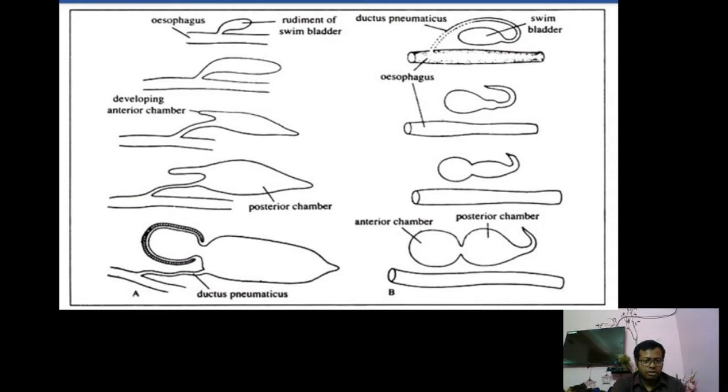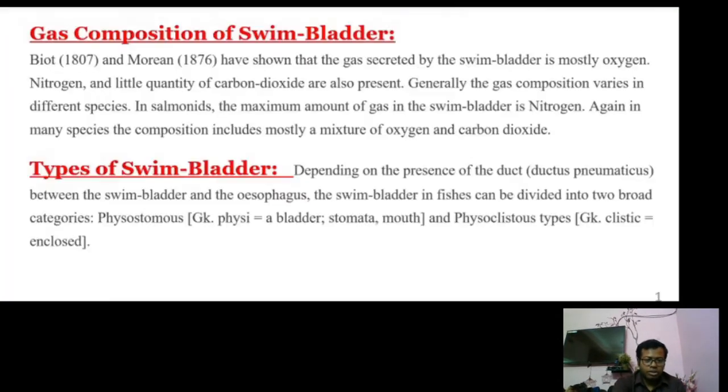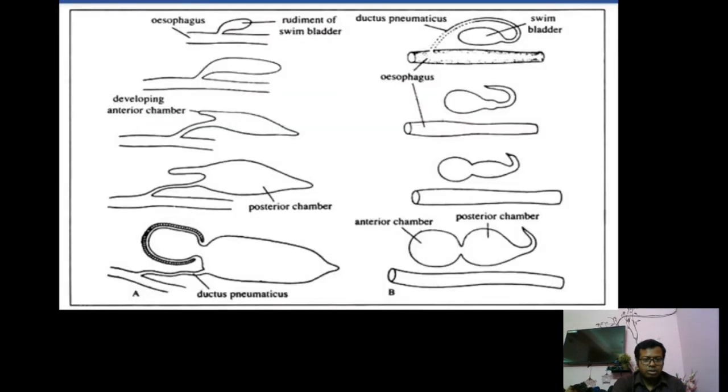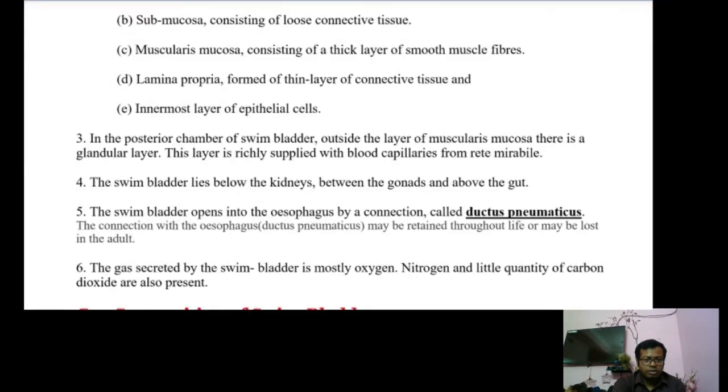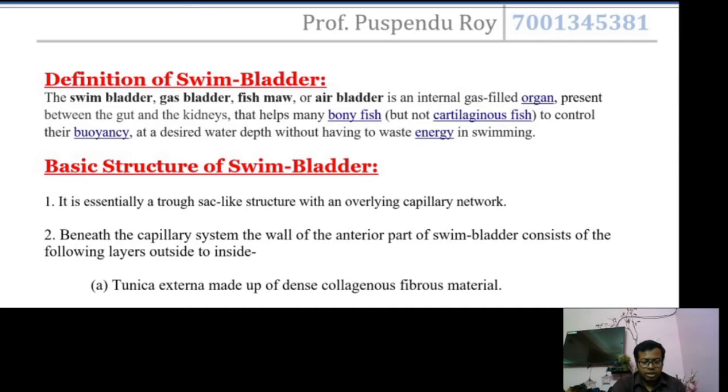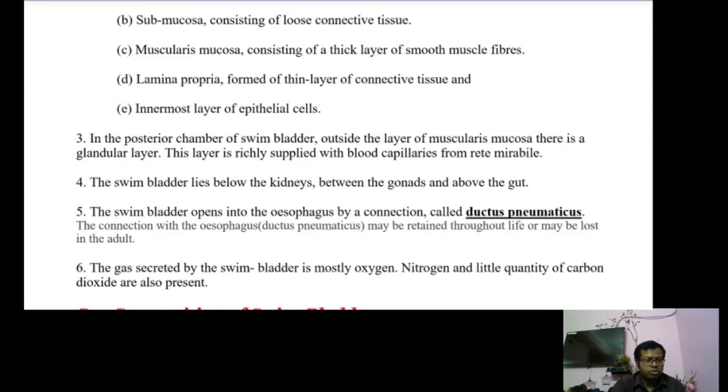There are several layers in the anterior chamber. The wall of the anterior chamber, from outside to inside, these layers are: first one is tunica externa, next one is submucosa, next muscularis mucosa, next lamina propria, and the innermost layer is epithelial cells.